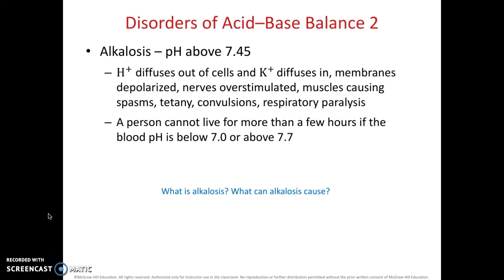Alkalosis occurs when the pH is above the normal value of 7.45, and this occurs when hydrogen diffuses out of cells and potassium diffuses in. Membranes then become depolarized, nerves can become overstimulated, and muscles can cause spasm, tetany, convulsions, and eventually respiratory paralysis, which could then lead to death. These are pretty extreme complications. A person can't live for more than a few hours if blood pH is at these extremes, so if it's below 7 or above 7.7. So these are really bad.